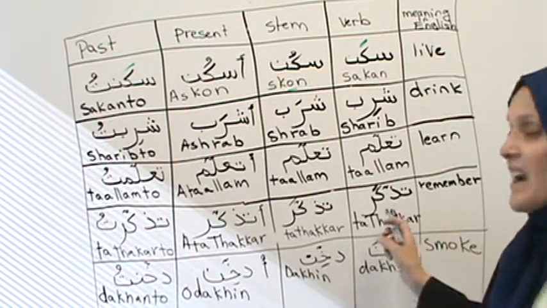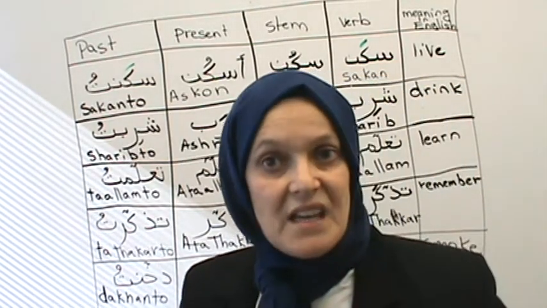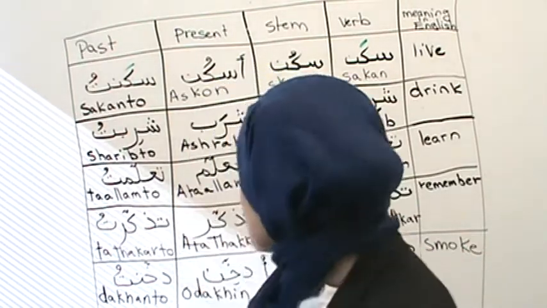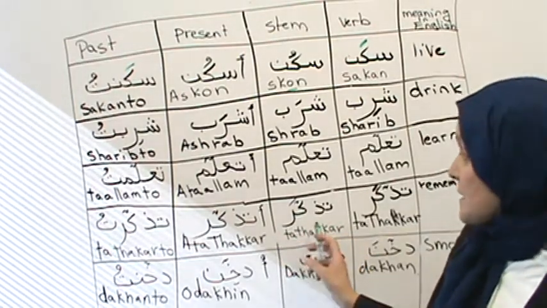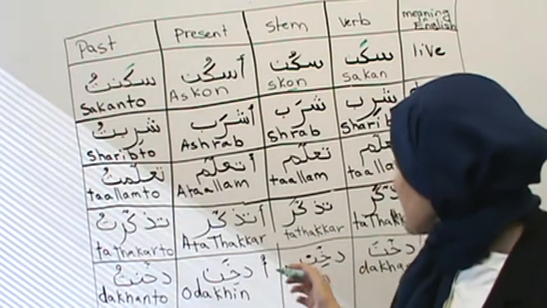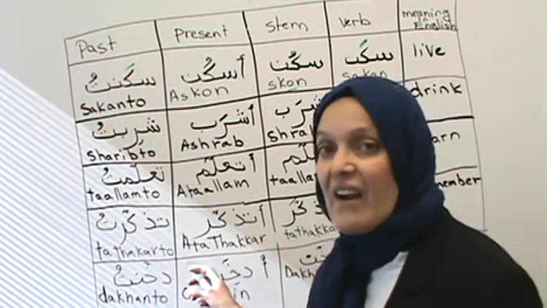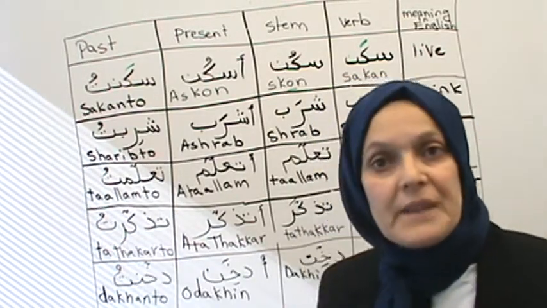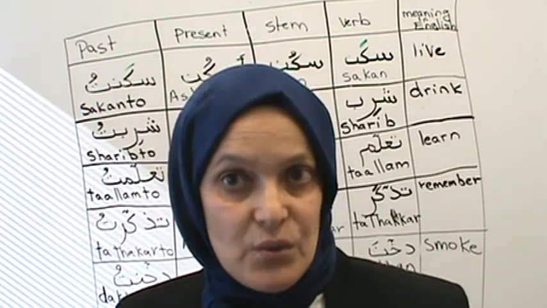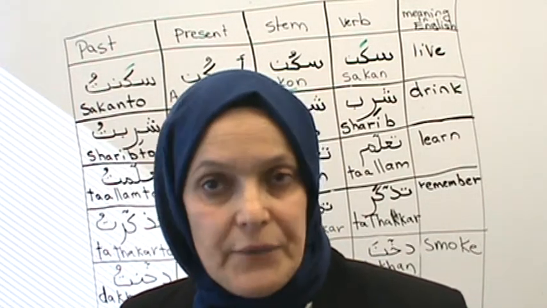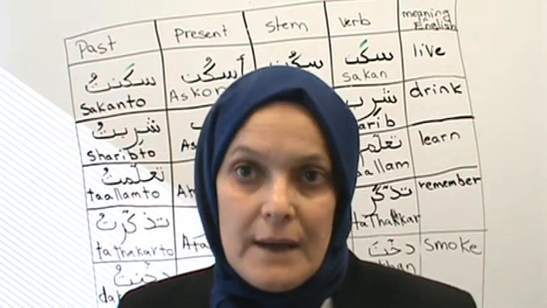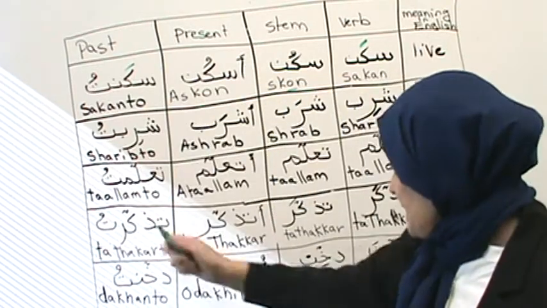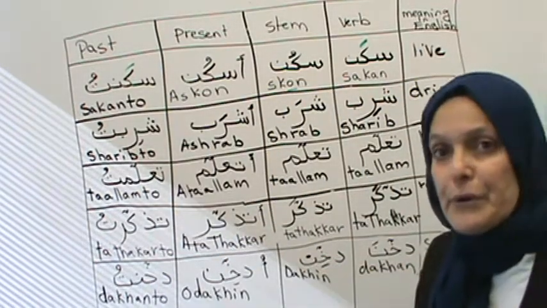To remember is تذكر. Again, تذكر. There is a double K. تذكر. And the stem stays. There is no change. And أتذكر. أنا أتذكر. I remember. تذكرت. So the stem and the infinitive are the same, and you are going to say the same thing. تذكرت. This is I remembered.